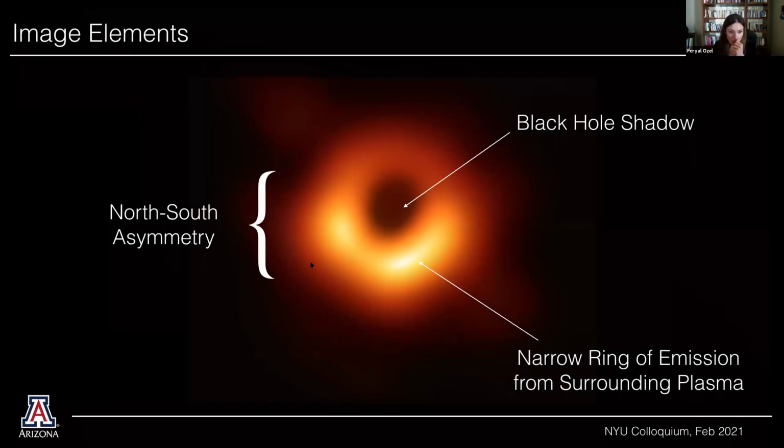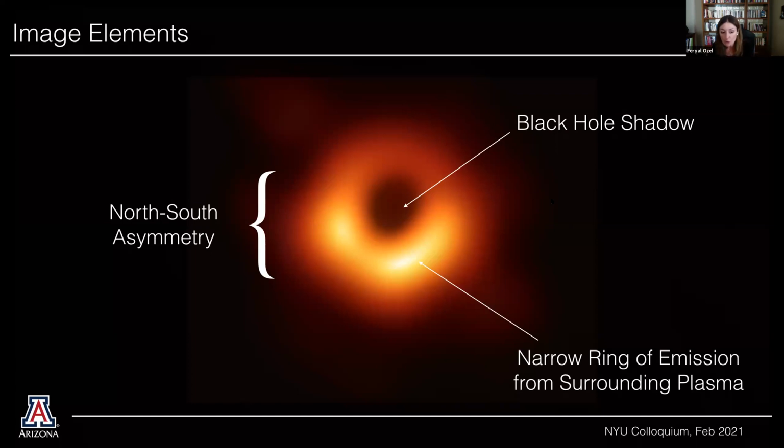All right, so should I do the image elements again or just move on to what we can infer from it? You just mentioned the north-south asymmetry due to the Doppler shift. That's where we lost you. Okay, great. The other thing that we infer is the flux depression at the center, which we associate with the shadow of the black hole, where light no longer gets to the observer. And of course, the thing that we actually see is the narrow ring of emission from the surrounding plasma. That's what our telescopes are able to record. We associate this ring with the emission, and the absence of light at the center, that hole that I showed you in the models, with the black hole shadow.